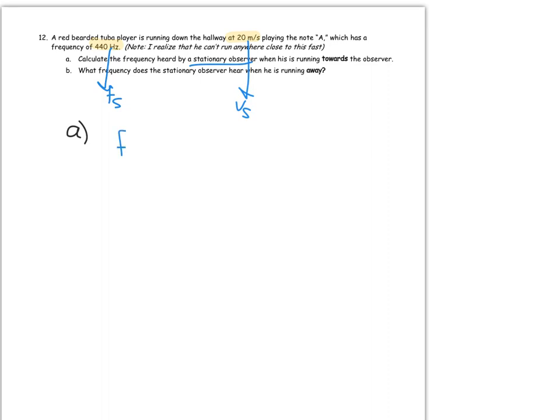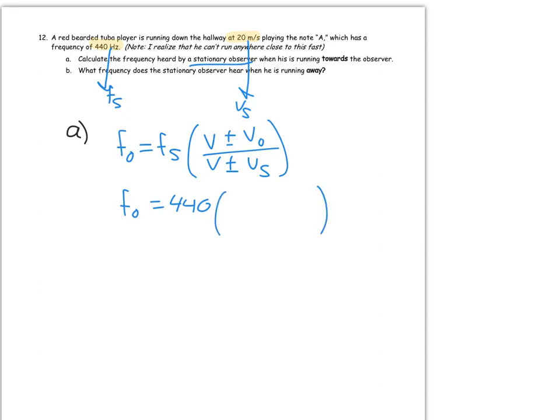So we're going to start with our equation, and that is the frequency observed is the frequency of the source times V plus or minus VO over V plus or minus VS, where VO and VS are the velocities of the observer and the source. So we're looking for the frequency observed. We know the frequency of the source is 440. We can go ahead and fill in this V here. That's the speed of sound in air, which we're going to say is 343. That's always the number we're going to use unless otherwise noted. And then we want to fill in what these two velocities are. So the velocity of the observer is 0 because they're stationary, and the velocity of the source is 20.